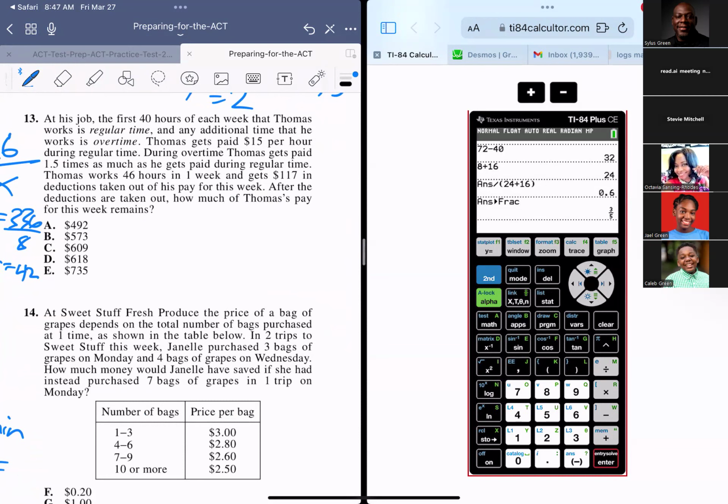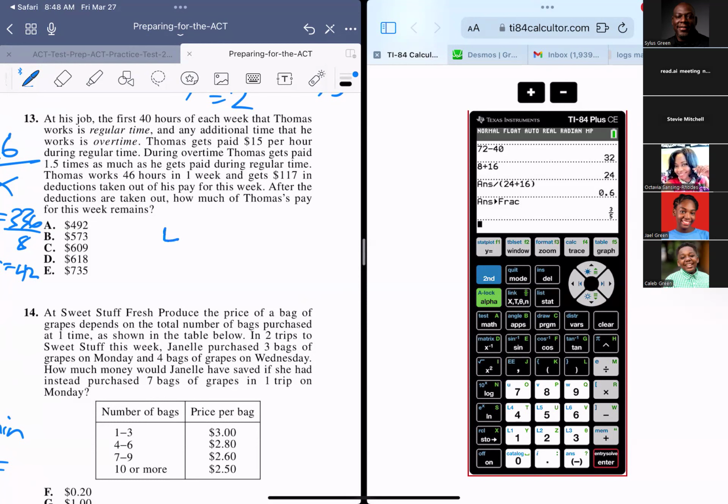At his job, the first 40 hours of each week that Thomas works is regular time. Any additional time that he works is overtime. Thomas gets paid $15 per hour during regular time. During overtime, Thomas gets paid 1.5 times as much as he gets paid during regular time. So if he works 46 hours in 1 week and gets $117 of deductions taken out of his pay for this week, after the deductions are taken out, how much of Thomas's pay for this week remains?